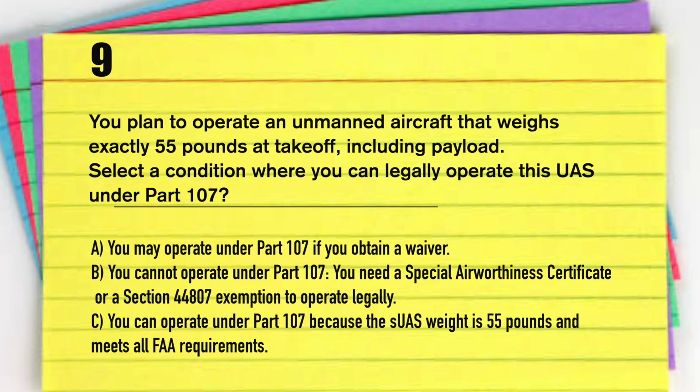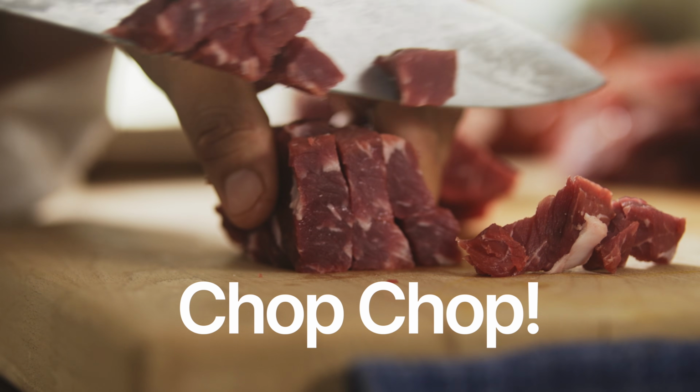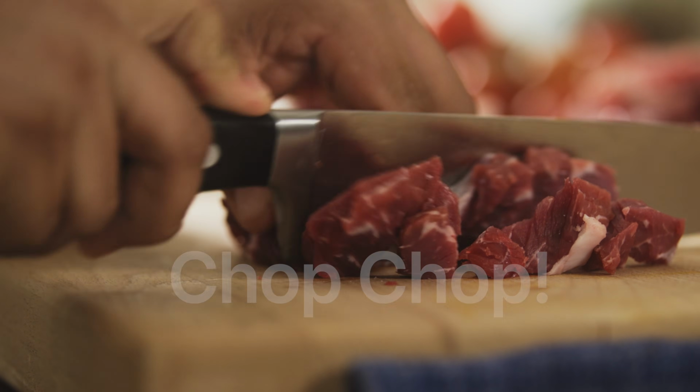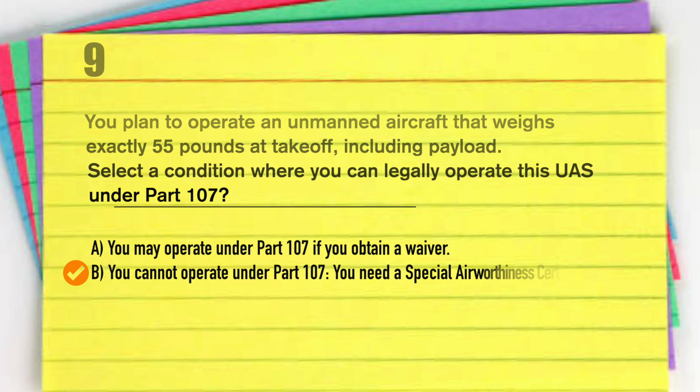So what you have to do is break things down. That means you have to cut the visceral fat out of the question and the answers. The only words that are important in the question are exactly 55 pounds and under Part 107, and in the answers, the only thing you're looking for is whether or not you can operate that drone under Part 107. Clearly it's a 55-pound drone. You have to be less than 55 pounds to be under Part 107.